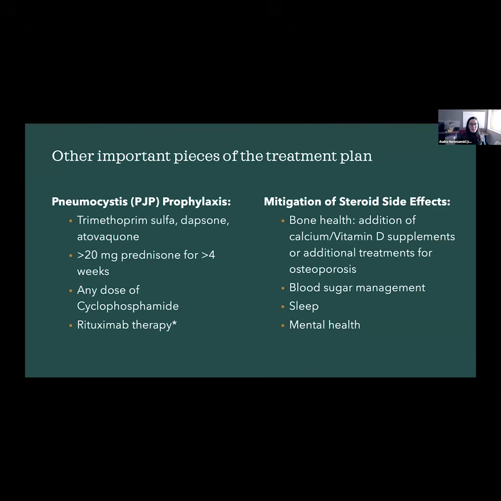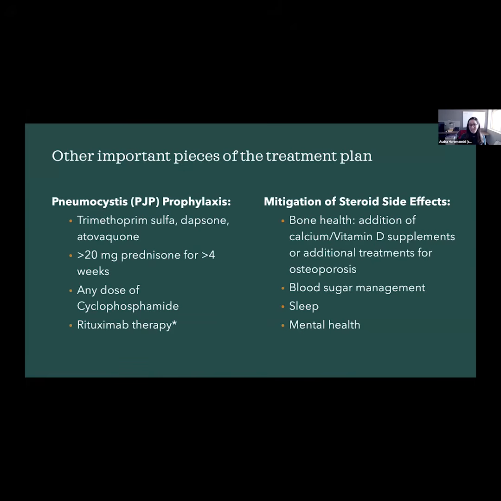We also want to try to mitigate steroid side effects as best as we can. So bone health, we frequently add things like calcium and vitamin D supplements or other treatments in patients that already have thin bones, like osteoporosis, for example. Steroids increase the blood sugar, so it's really important that we try to manage the blood sugar as best we can to prevent worsening or new onset diabetes.